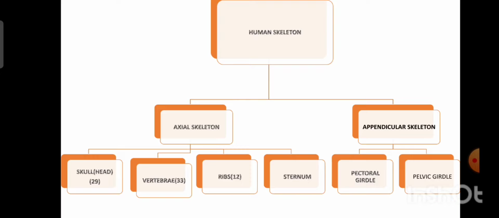skeleton and appendicular skeleton. The axial skeleton includes those skeletal parts which are present along the central axis of the body, like skull, vertebral column, and rib cage. The major components of the axial skeleton are skull, vertebrae, ribs, and sternum, while the appendicular skeleton has two components: pectoral girdle and pelvic girdle.